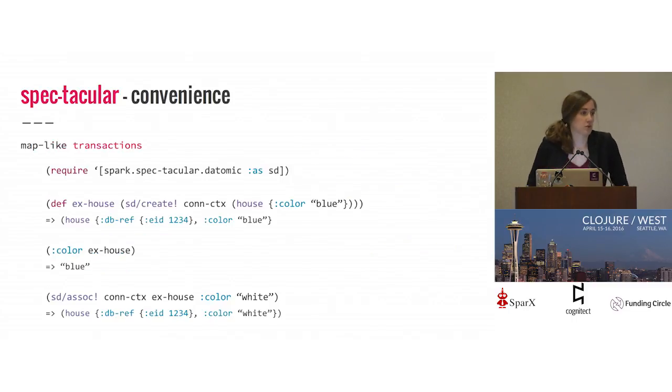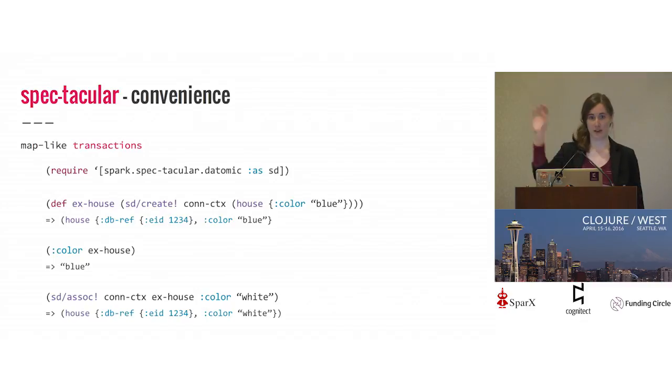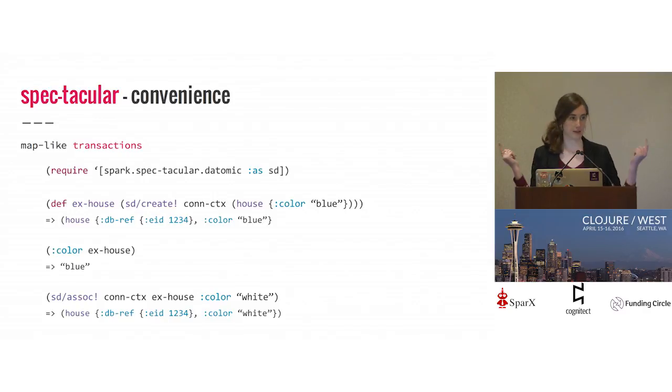And then if you want to add new things to the database, it's really succinct. All you do is you create a house and then just say, create that house on the database. Right? So you say, make a house that has the color blue, and then create it over there. And that's it. It does it. It returns it. It now has a dbref attribute, which is 1, 2, 3, 4, which is the entity ID over on the database. And you can still use keyword access.